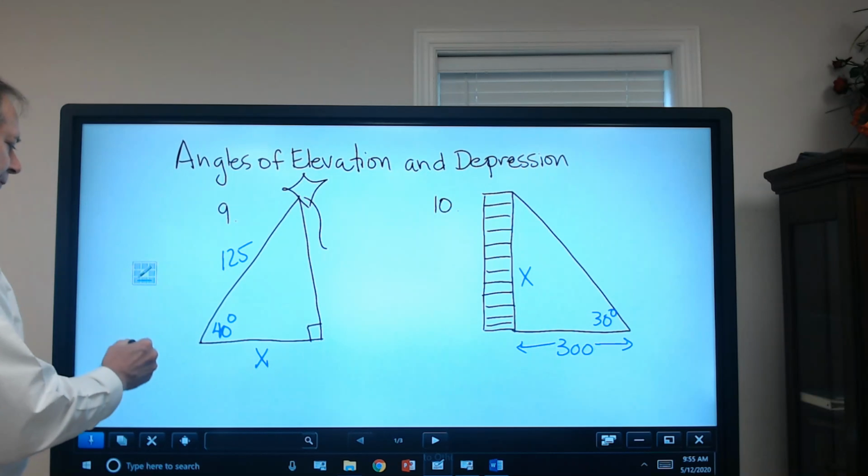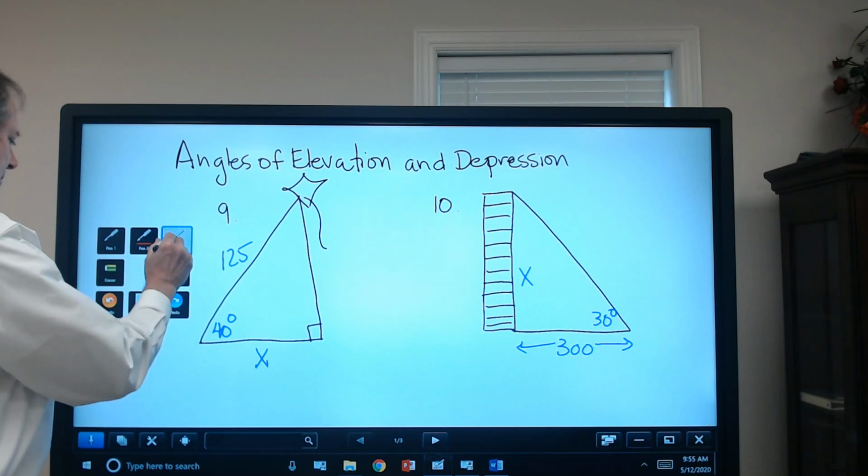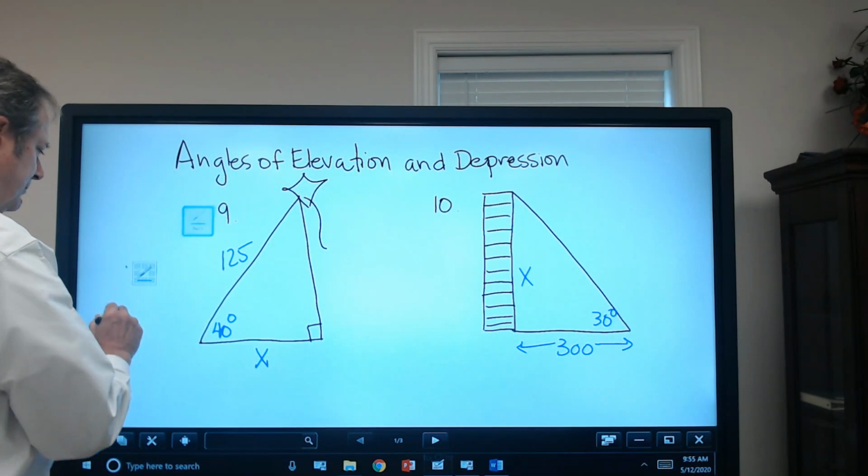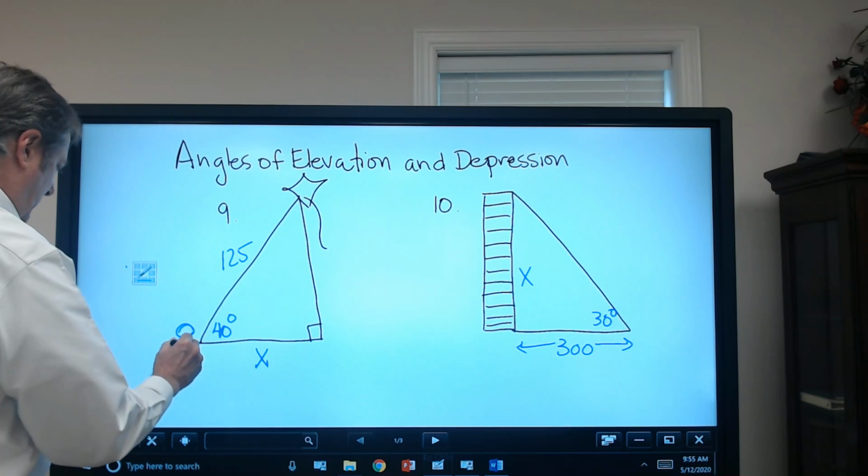Well, here we've got the same situation. I didn't draw the little guy here. Oops. So here's the little guy.